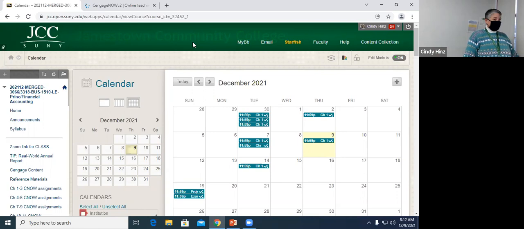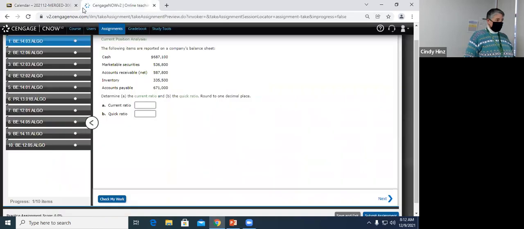All right. The first thing we're going to look at today then is the lead up to the exam. And I'm going to go into CNow for that. So as with every other exam we've had this semester, there is a practice set of exercises, and that's what I have up on the screen right now. So there are 10 practice exercises.